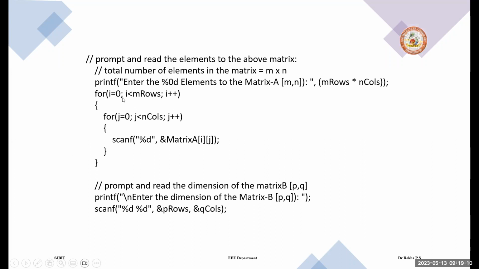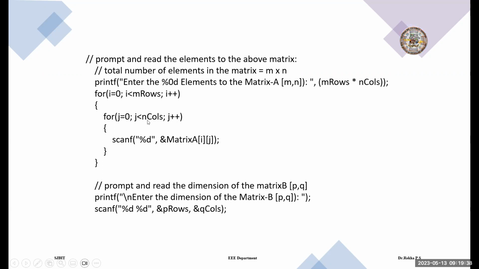So for i is equal to 0, the i value is initialized to 0 first, and it will check the condition. If it is less than m rows, it will get inside the for loop. Now j is again initialized to 0. It will again check the condition whether the value is less than n columns or not.